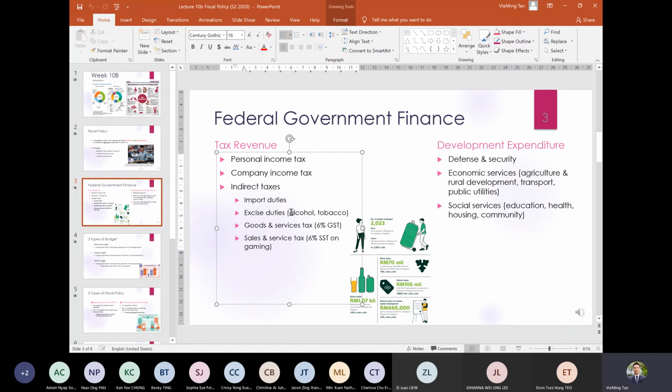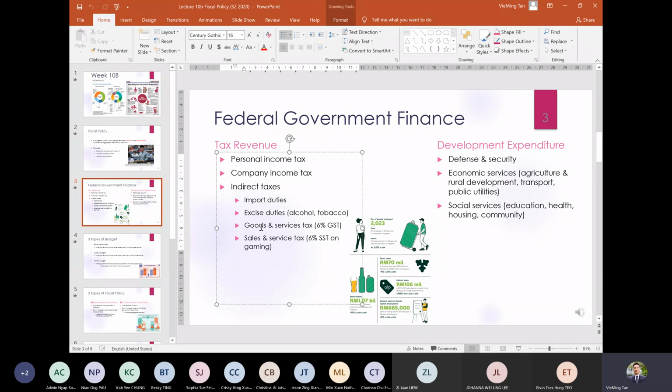So who is going to pay for the excise duties then? Usually the consumer. The consumer has to pay because the price of the products will be higher. So the consumer has to pay for the cost.